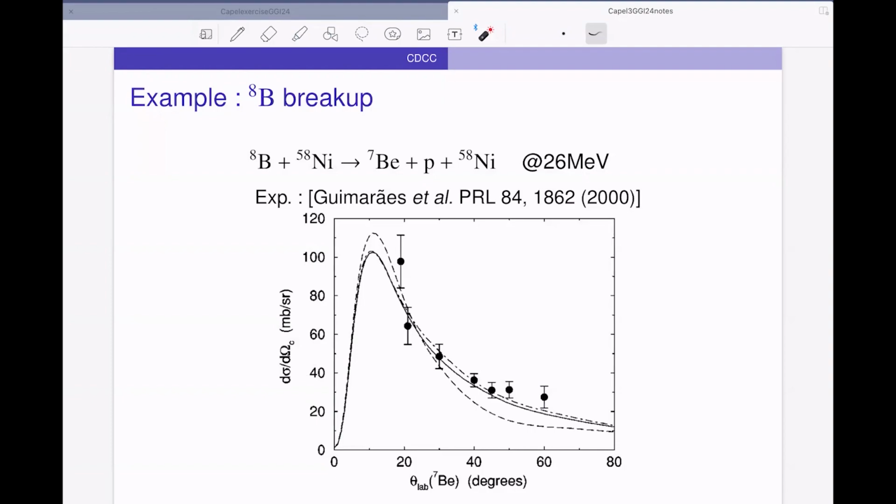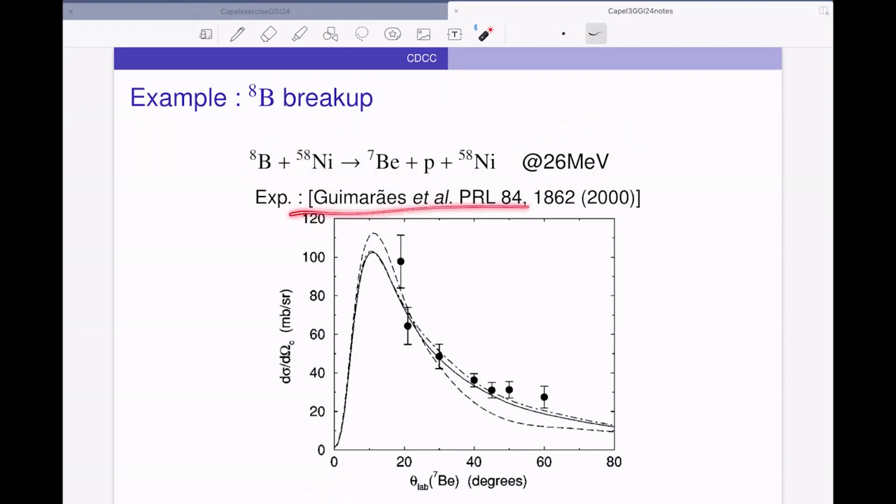So here, the paper has arrived, but I will finish the illustration. This is an example for the boronate. It's the breakup of boronate on nickel-58 at low energy. It's an experiment performed at the University of Notre Dame in Indiana, and that was done by Guimaraes and collaborators. And this is the analysis by Jeff Tostevin.